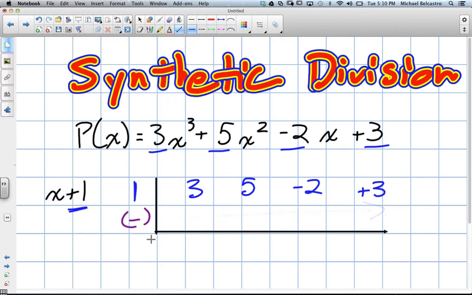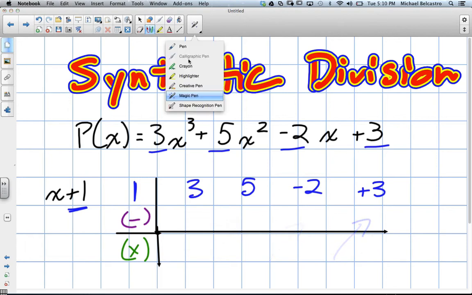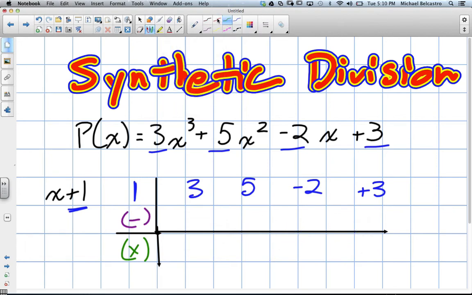Now on the bottom of this, we're going to be multiplying. So I'm going to put a little multiplication sign to remind me that every time I get a value in this column, I'm going to multiply it by this number here and bring it back up. So with that being said, the very first coefficient, we bring straight down the value of 3.